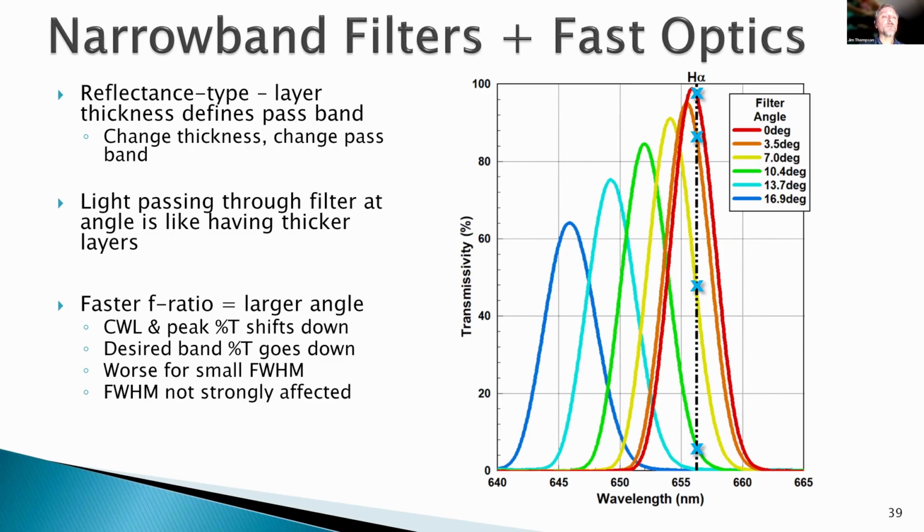The amount by which a filter's passband shifts down with angle is dependent on filter coating properties, most notably a parameter called the effective refractive index.